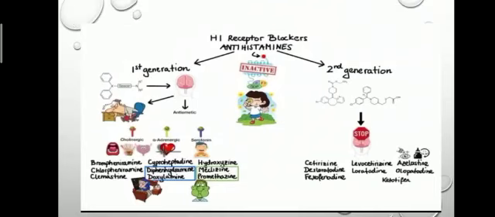Second generation drugs are highly hydrophilic in nature, so they can't cross the BBB, so they do not have the side effect of sedation. The examples include cetirizine, fexofenadine, levocetirizine, loratadine, and the most important, azelastine.